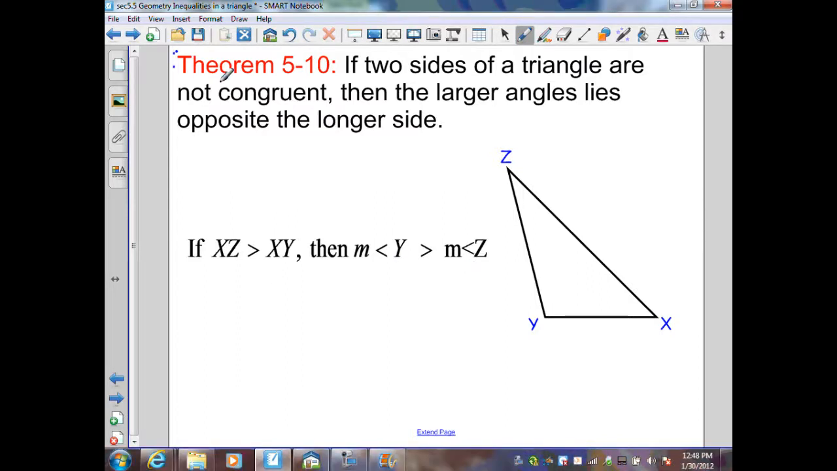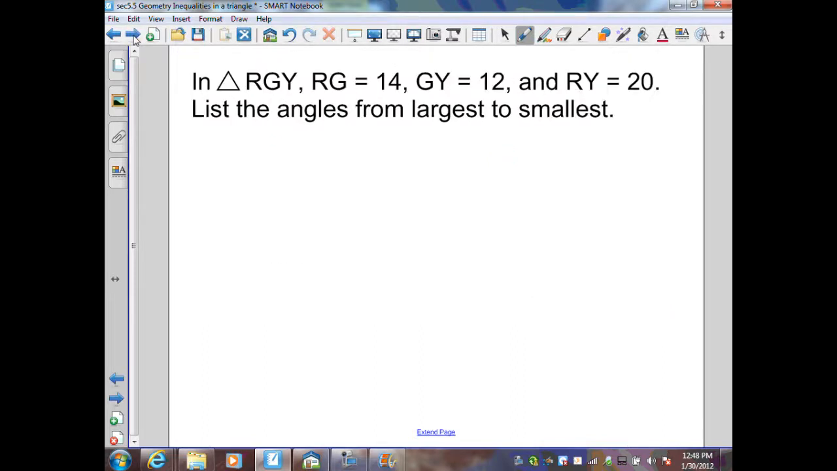I like to refer to this theorem as the angle inequality theorem. We know that the largest angle lies opposite the longest side in the triangle. Let's take a look at an example. Here we're given triangle RGY, and we're given the lengths of each segment, RG being 14, GY 12, and RY 20. They want us to determine the angle measures from largest to smallest.